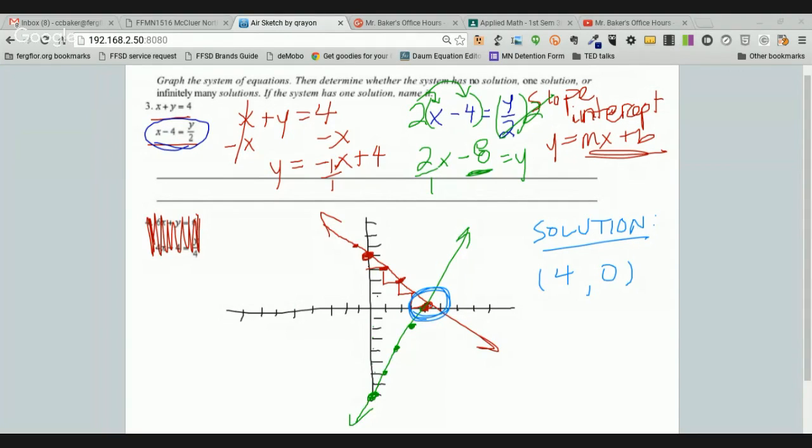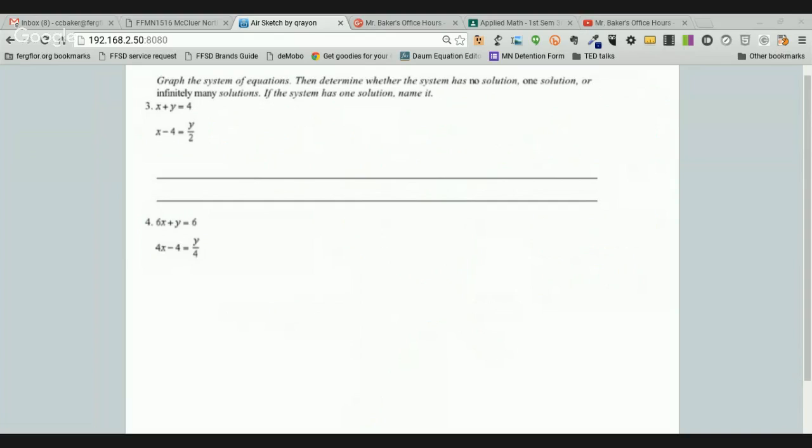Let's go ahead and take a snapshot of that just in case, and we'll do the second one. Neither of these are in slope-intercept either, but getting them there will be very similar. 6x plus y equals 6. I want to move the x over, so I'm going to subtract 6x, with a 0 there, and I've got y equals negative 6x plus 6. I can't add those together because they're not like terms.